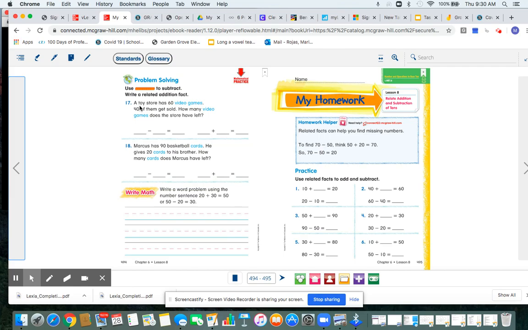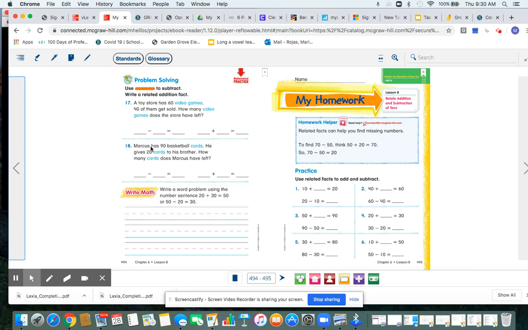17. Toy Story has 60 video games. 40 of them get sold. How many video games does the store have left? So here, Toy Story has 60 video games, 40 of them get sold. How many games does the store have left? You have to create a subtraction problem and an addition problem.